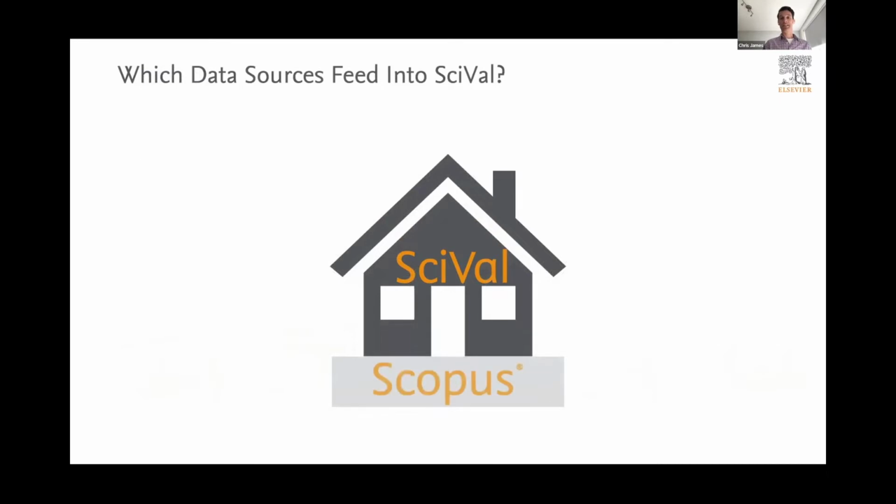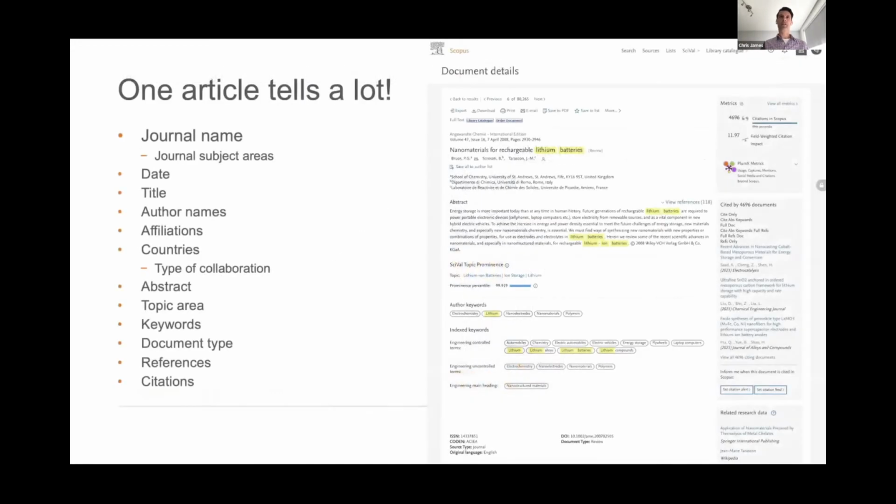A little bit on the data side. As I mentioned, Scopus is the backbone of SciVal, but it also contains other data around funding, patents, and news information. All of this we're looking to expand over the course of this year and next. I thought it might be interesting to have a look at what you can actually derive from an article, because this is really the core of what we do in this product.